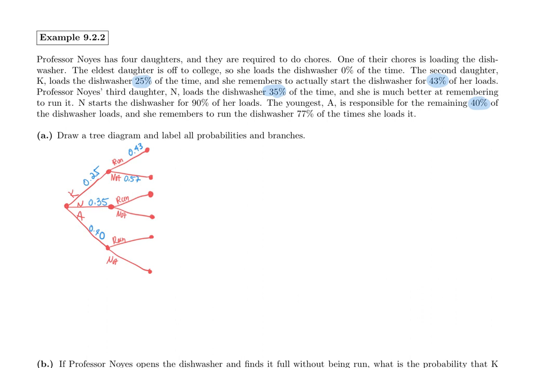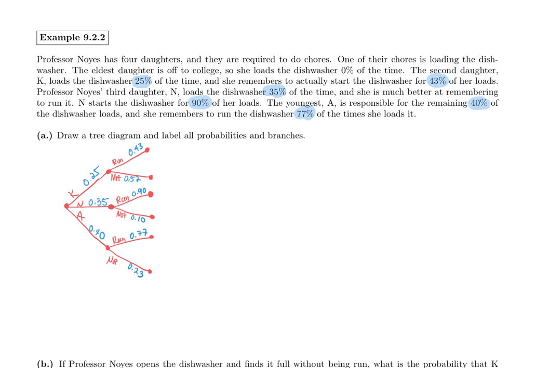N loads it 35% of the time and remembers for 90% of her loads. So 90% here, which means only for 10% does she not remember. So our probability that she ran it would be 0.9, and our probability that she did not run it would be 0.1. And for the last one, for A, it says that she remembers 77% of the time. So her probability for running is 0.77, which means her probability for not running is 0.23.